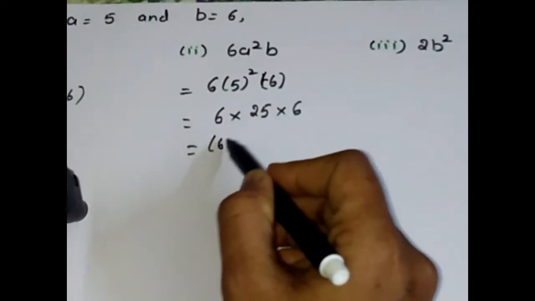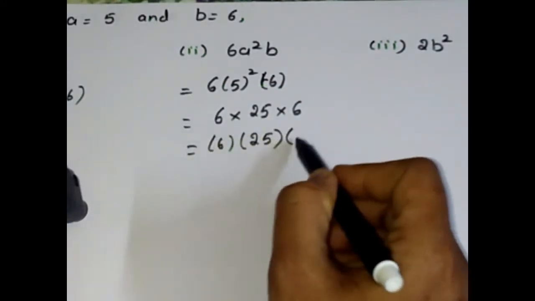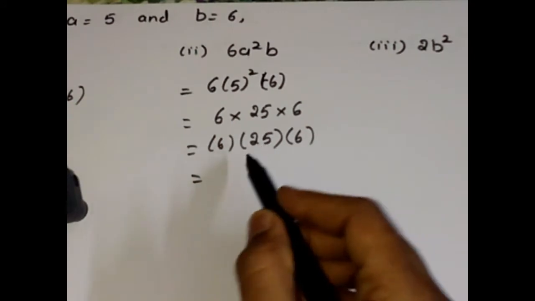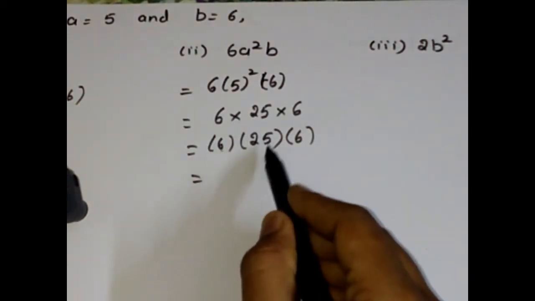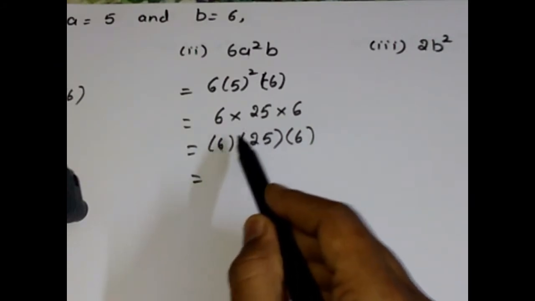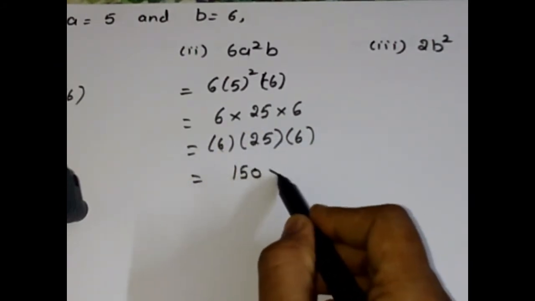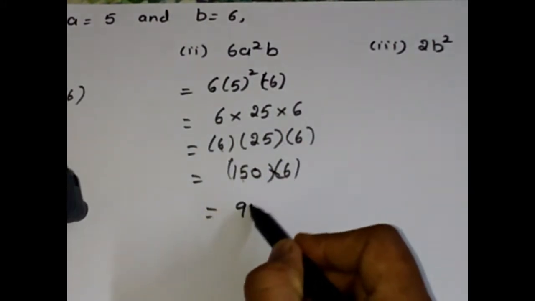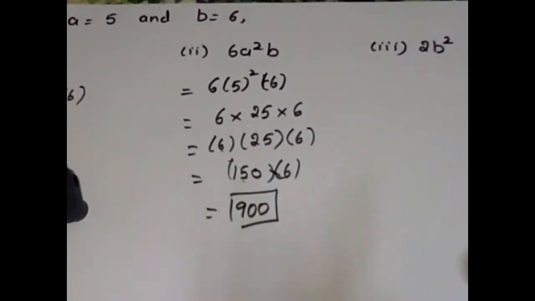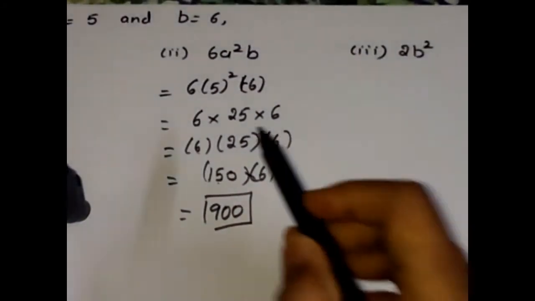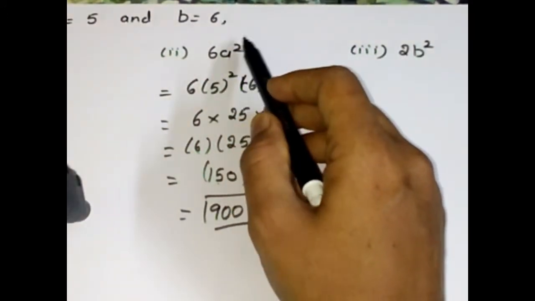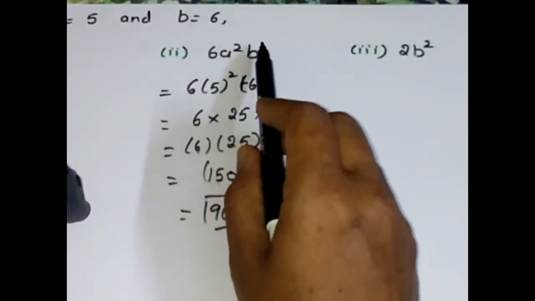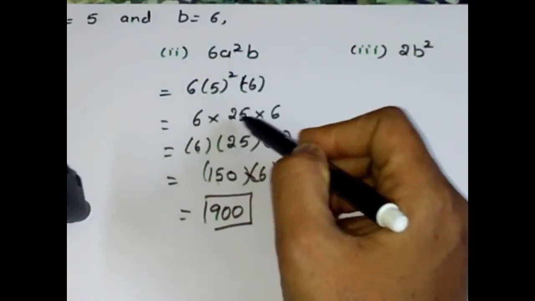Or you can write by using brackets also. 6 into 25 into 6. Find out the product. 6 into 25, 6 5s are 30, 0, 3 carry, 6 2s are 12 plus 3, 15, 150 into 6. Again, 15 6s are 90 followed by 10. The solution is 900. So what is the major thing in this problem? A square. That means square is applied for A. Before multiplying A with 6 and B, we have to remove the square and later further process.